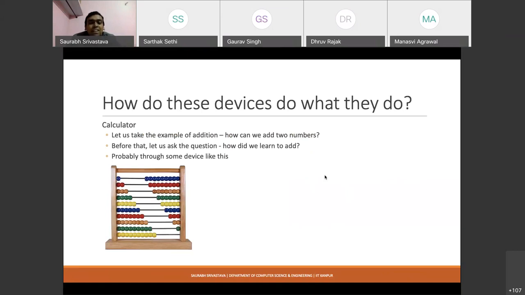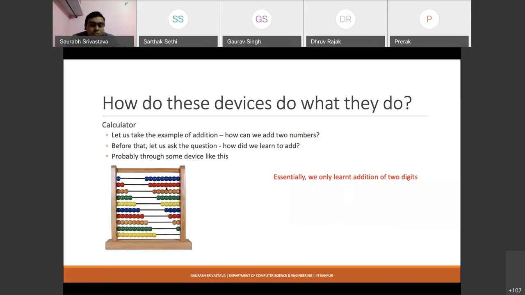Abacus. Right. So this is how you use it. You guys probably started counting. You will basically use the beads from here to there, and then you'll say, what is 2 plus 3? So the teacher will ask you to put 2 beads on this side, then 3 beads on this side, and then you basically count 1, 2, 3, 4, 5. So this is how we learned how to add 2 digits.